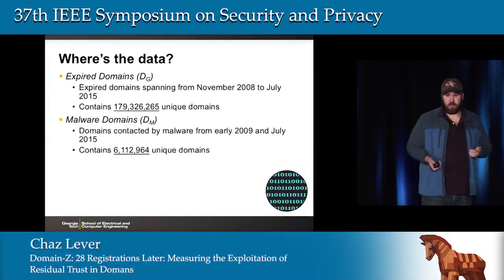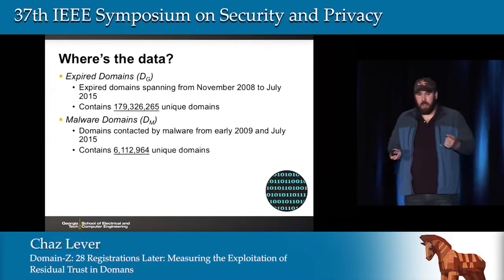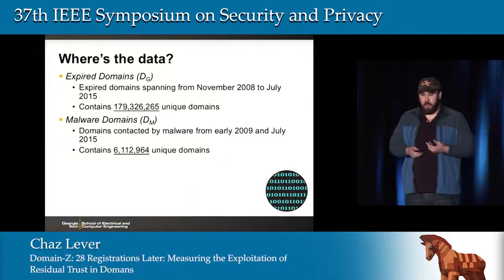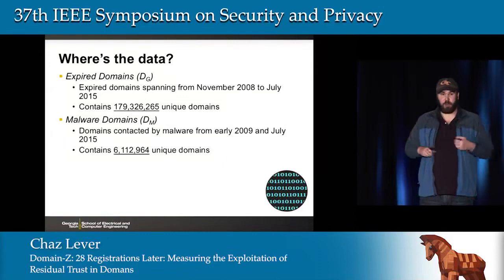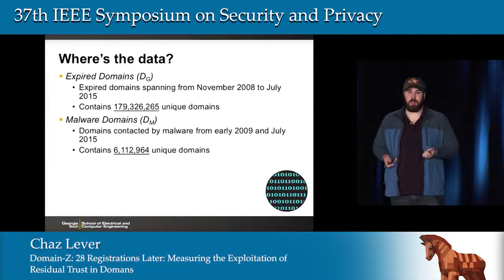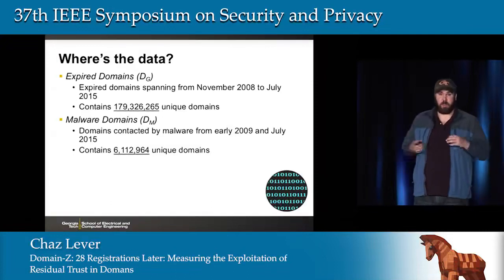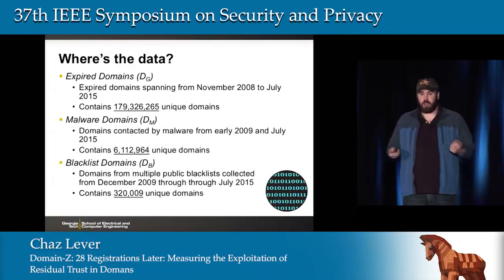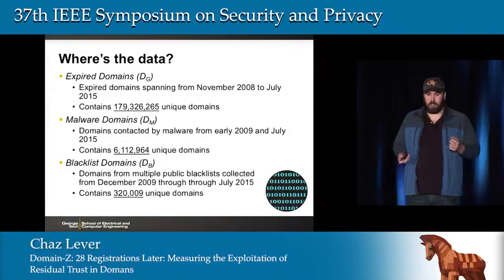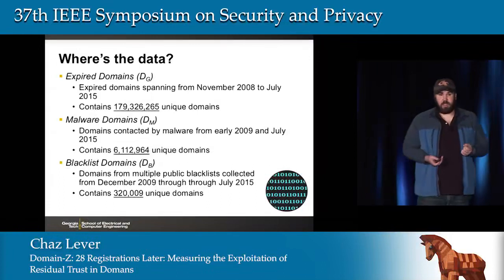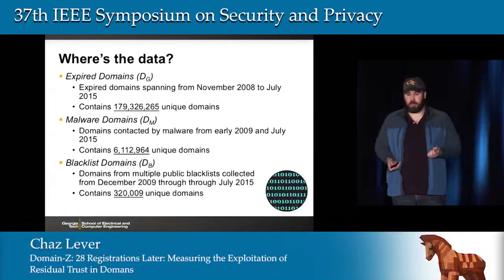The next data set we used was a malware domain data set, and this had a number of domains that were being used by malware at some point in time. And this was collected since early 2009 through July 2015, and we saw about 6.1 million unique domains in this data set. And these were domains that were likely being abused. And the last data set is a more human-curated list of domains that are likely being abused, and this is a blacklist domain data set. And we collected this since 2009 up through mid-2015, and this contained approximately 320,000 unique domains.